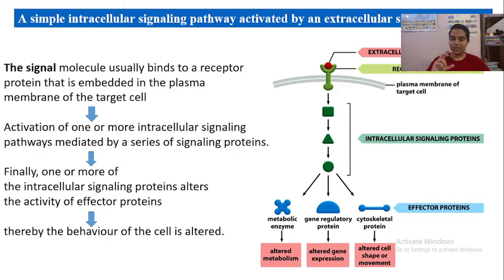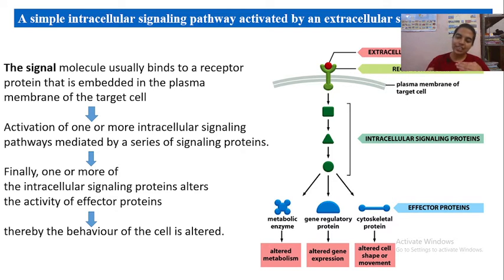This is the intracellular signaling pathway. What happens in the intracellular signaling pathway is that in the figure we can see there is a plasma membrane of the cell. In this plasma membrane, a receptor protein is embedded. An extracellular signal molecule comes from outside and binds with this receptor protein. As this receptor protein and signal molecule complex forms, it can activate another protein which is present inside the cytosol, or inside the cell.